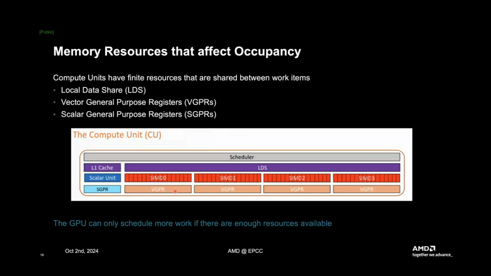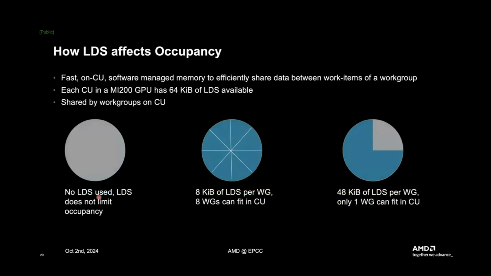Each SIMD unit is associated with a vector register file. So the vector register file size, and then the LDS size, and the scalar register file size, those determine how many waves can actually be scheduled. So let's take a quick look at each one. LDS, you know what shared memory is. That's where we can stage data for faster access and so on.